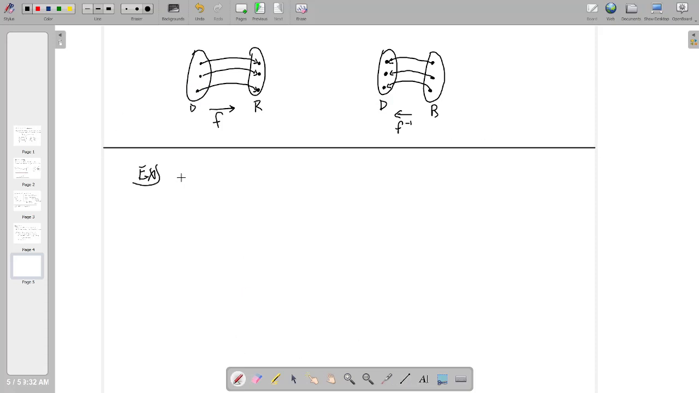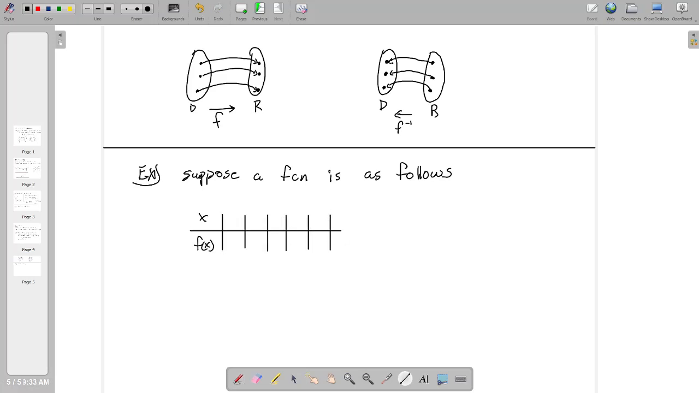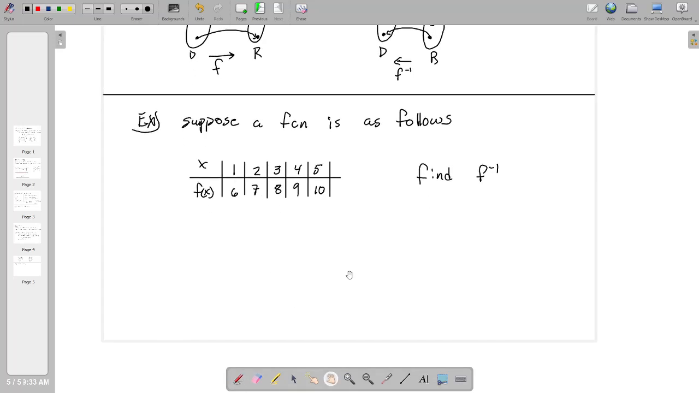Just an example. Suppose a function is as follows. Find f inverse. All right, so suppose that we have this function. Let's look at this function here for a second. Our domain are these values. These are the values that x takes. Our range are these values, the values that y takes, or f of x, because y is equal to f of x. So these are our range values.